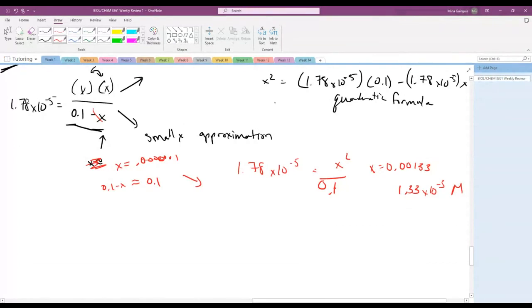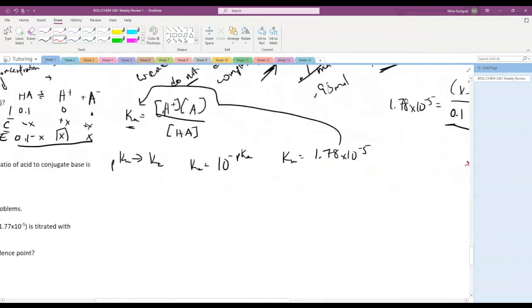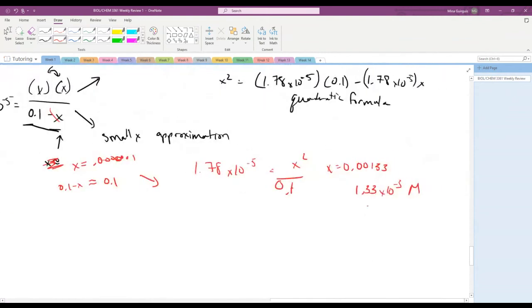This is molarity because everything has been in molarity so far. So this would be our concentration, because remember x from over here is the concentration of H plus and the concentration of A minus. So this would be our concentration. So great, we got the answer.